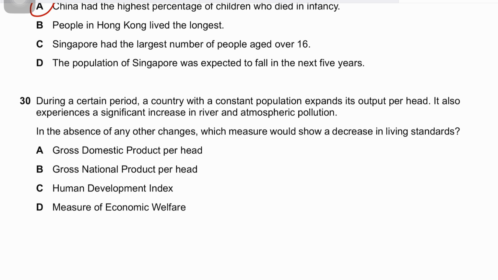Now, if you look at the answer options, option D says measure of economic welfare. This measure takes into account not only the economic output, that is the GDP, but also the environmental quality and other factors that could potentially affect living standards. Since we know that pollution negatively impacts living standards, the measure that would reflect this decrease most accurately would be the measure of economic welfare, making option D the correct answer.